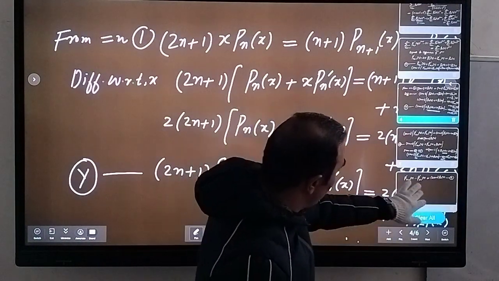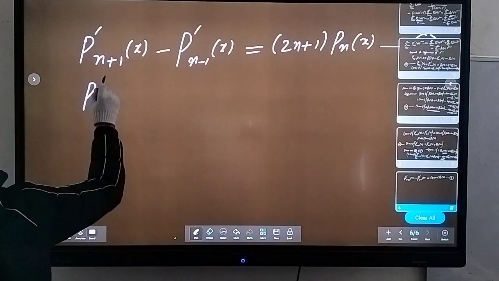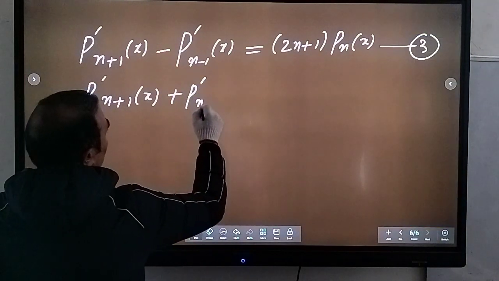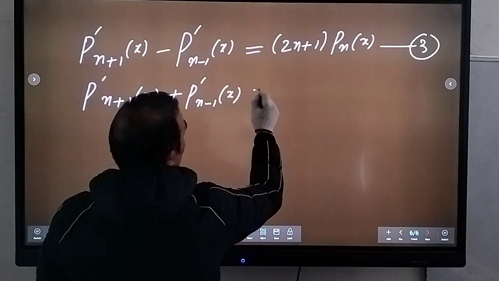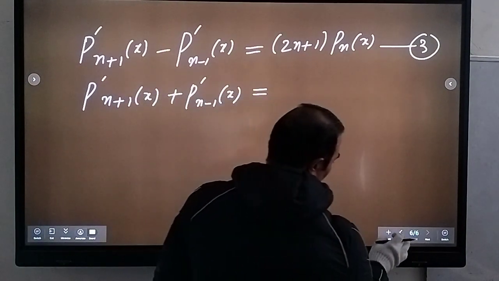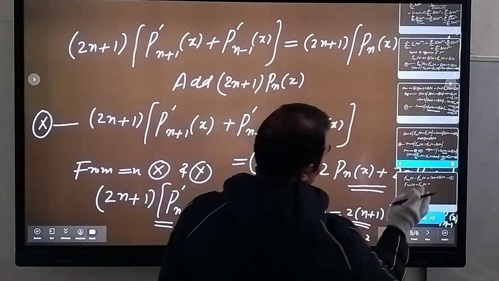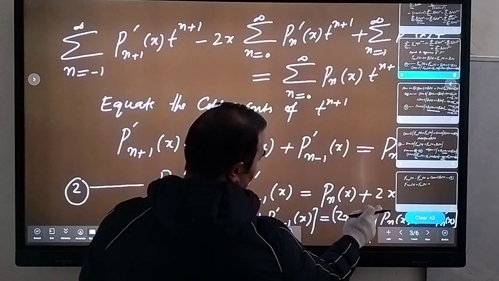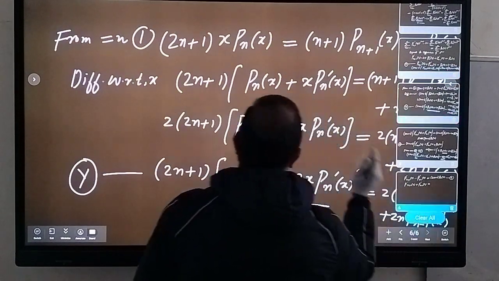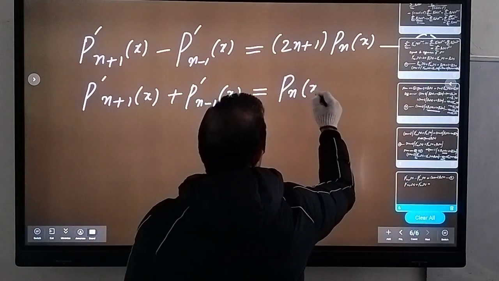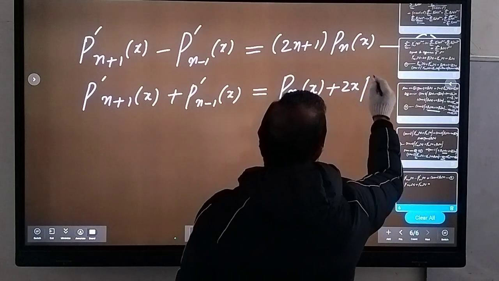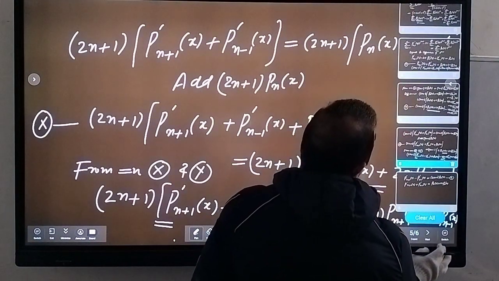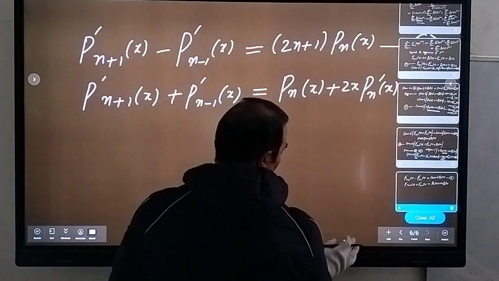So I can write it here. That is p dash of n plus 1 of x, so that will be equal to, what will it be equal to? So the right hand side is pn of x plus 2x pn dash of x, right? That's correct. So this is our second.